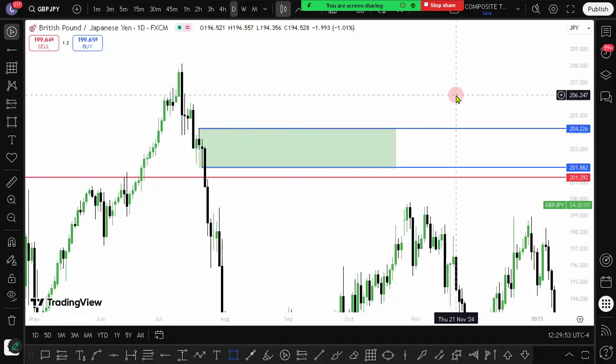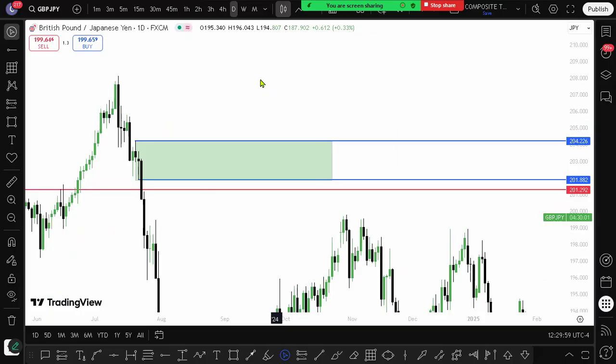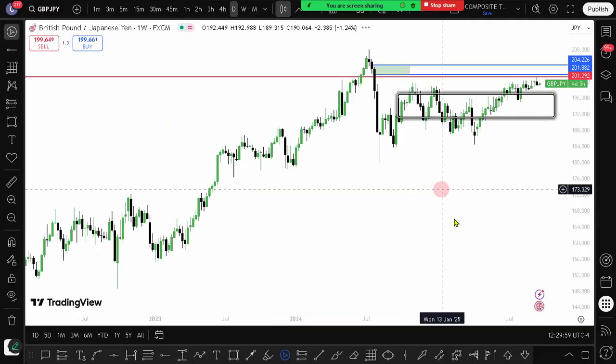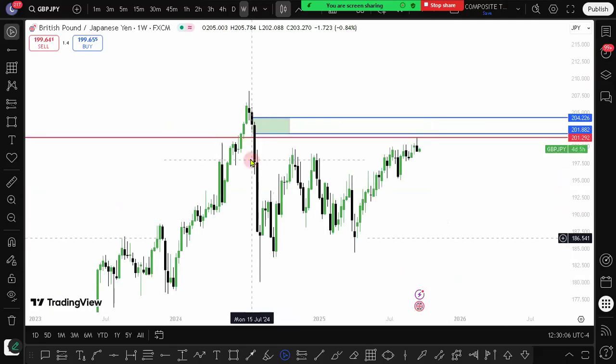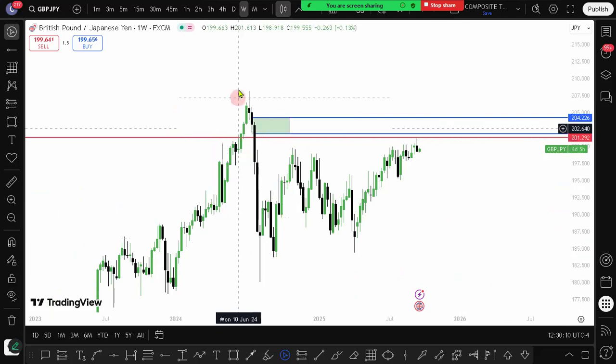Then we want to see in terms of location, how high are we? Are we closer to a larger time frame zone? So I'll switch to the weekly chart to make things simple. On the weekly chart, I get to see what was happening here. There was a rally in price all the way to the upside.